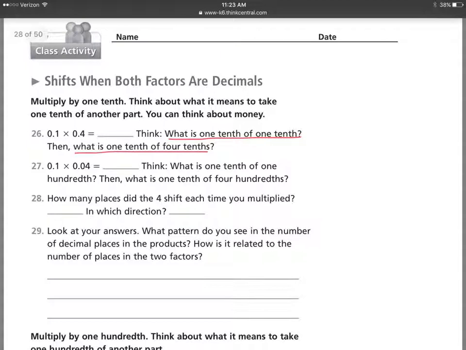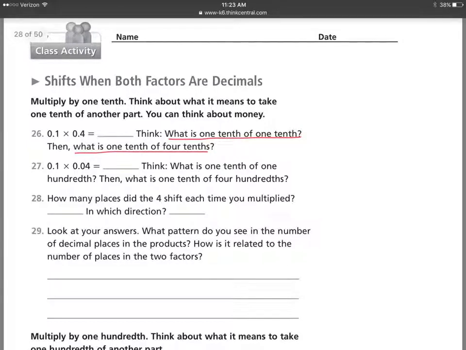Number 27, you have 1/10 times 4/100ths. You're going to place your answer there. What is 1/10 of 1/100th? That's what they're asking you first, and then you could just expand on that and probably do it mentally to figure out what 1/10 of 4/100ths is. And again, you can think about modeling on this. Modeling may be a little difficult here because you're going to have to create hundredths, but you can start to model and probably mentally pick it up from there.